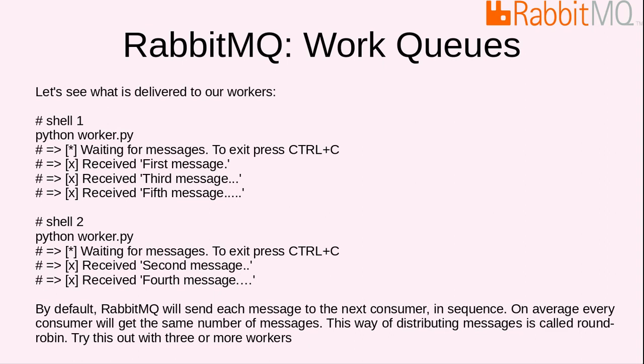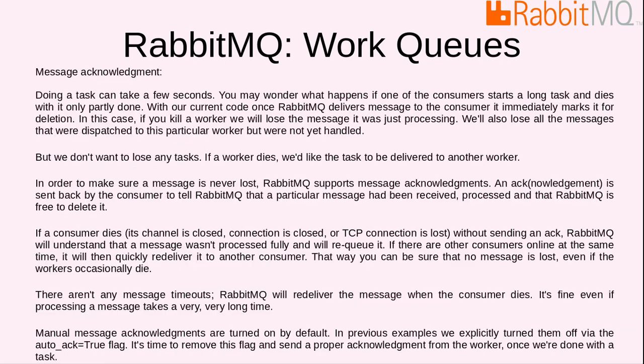Let's see what is delivered to our workers. As you can see, we have the first message, third message, and fifth message for the first worker, and the second and fourth message for the second worker. By default, RabbitMQ will send each message to the next consumer in sequence. On average, every consumer will get the same number of messages. This way of distributing messages is called round robin. Try this out with 3 or more workers.